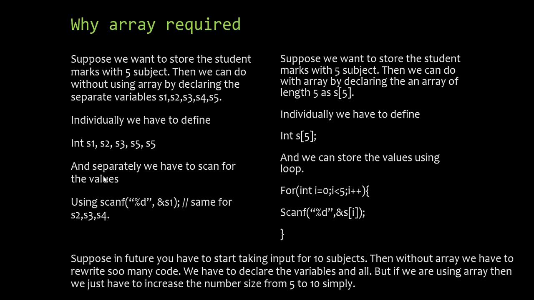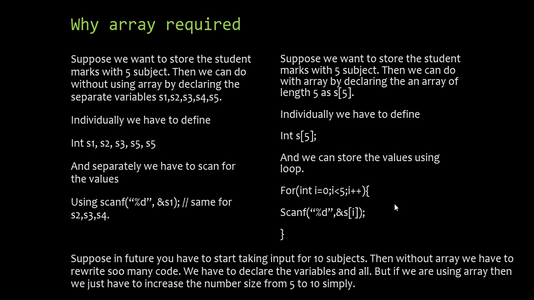So we have defined 5. How can we store the variables' values without an array? We have to use %d and ampersand with the variable name, the same for s2, s3, s4 and s5. But if we are using an array, then we simply use a single scanf with the index number. If we have 5 subjects, then 0, 1, 2, 3, 4. S0, S1, S2, S3, S4 values will be stored.